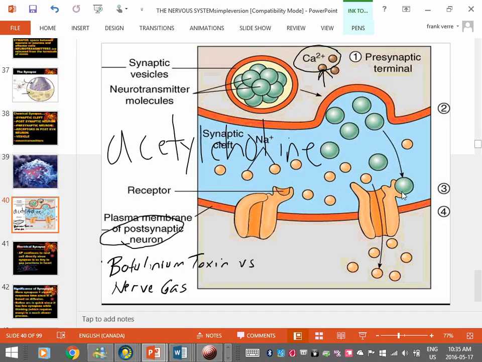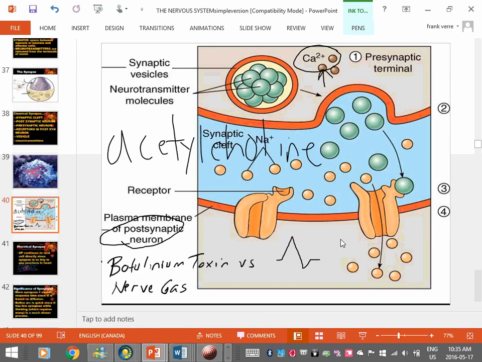What happens when the transmitter docks with the gate? What happens to the gate? Does it open or close? It opens. Now, what happens? The sodium comes in. So what do you think the effect is of this neurotransmitter then? Do you think it triggers this neuron to generate its own action potential? Or do you think it shuts it off? What do you think happens in this case?